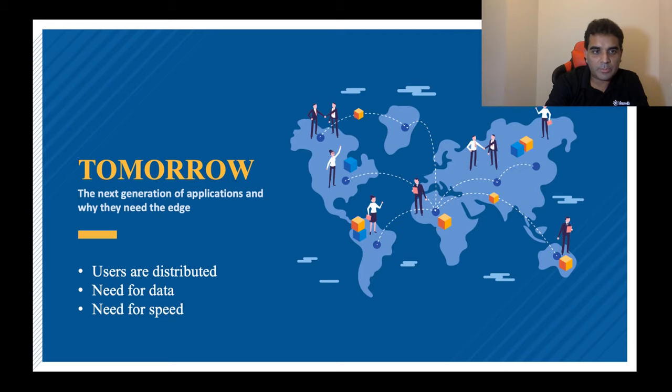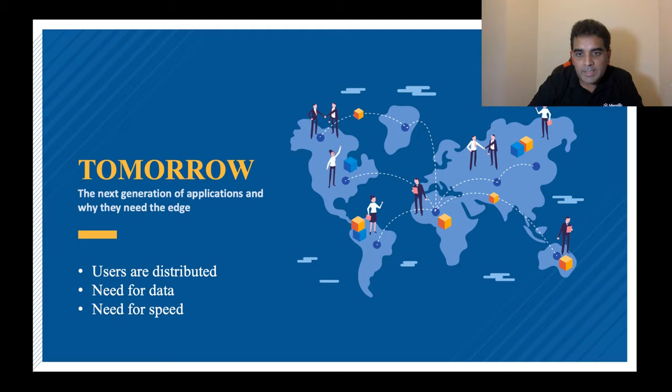So let's talk about tomorrow. What's going to be coming in the future? The next generation of applications that I believe in are going to be needing the edge. And let's talk about why. The next generation of applications are not necessarily going to be running close to these data centers. They're going to be running on those smartphones and on those IoT devices that are close to the location of the consumer, and they're much further away from where those cloud data centers are. Remember that those cloud data centers have to be physically set up in locations. They're expensive and time-consuming to set up. They're not necessarily always going to be close to where the people are.